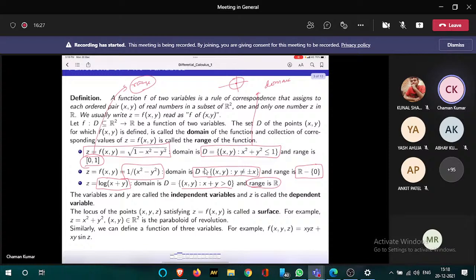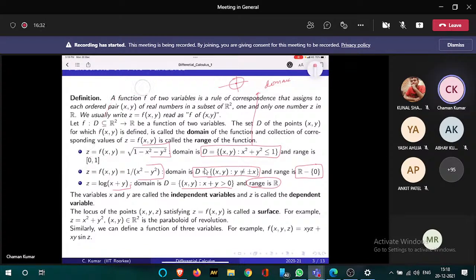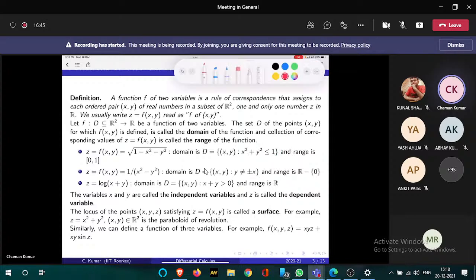Fine. So this is about the definition. We have learned the definition of the function of two variables, and what we mean by the domain of the function and the range of the function. And we have seen some examples here.